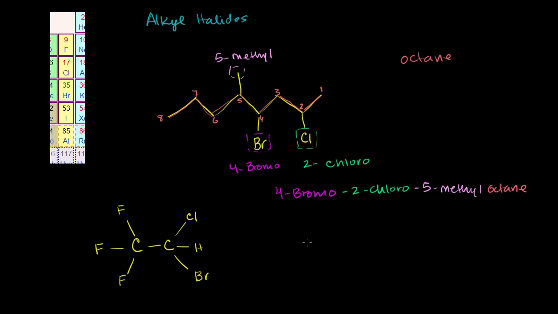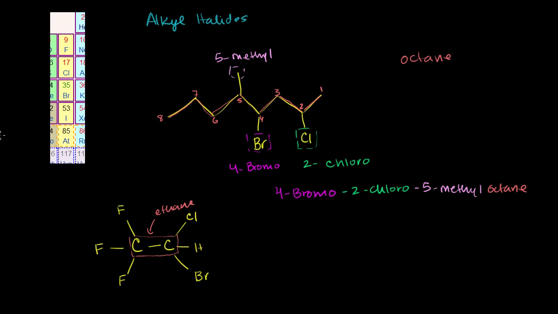Now, if we take a look at this structure over here, our main carbon branch only has 2 carbons in it. So we're dealing with eth, or ethane. It's a single bond, so this tells us that we're dealing with an ethane. And let's see what we have attached to it. We have a bunch of these halogens attached to it. We've replaced a bunch of our hydrogens with halogens.